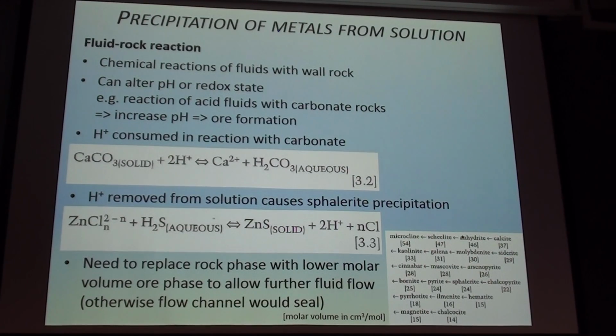Another thing to note here is that if we have a reaction between a fluid percolating and a rock, we want to end up with an ore mineral that has a lower molar volume than the original material. This is a list of molar volumes: calcite is 37 cubic centimeters per mole, as opposed to sphalerite, which is 24. So the more this reaction goes on, the more space is generated for further fluids to flow. If the opposite were true, we would just clog the system with this reaction and no more flow would be possible.